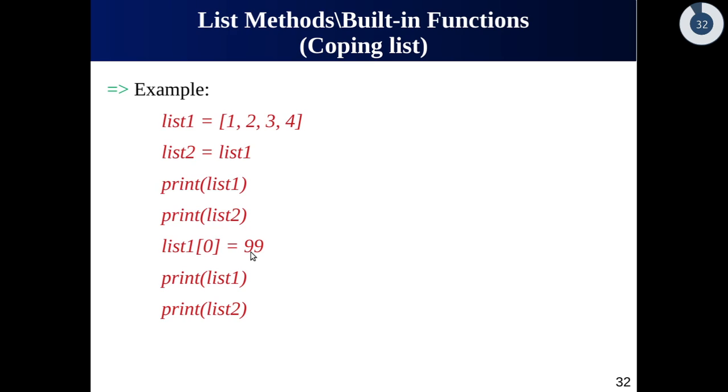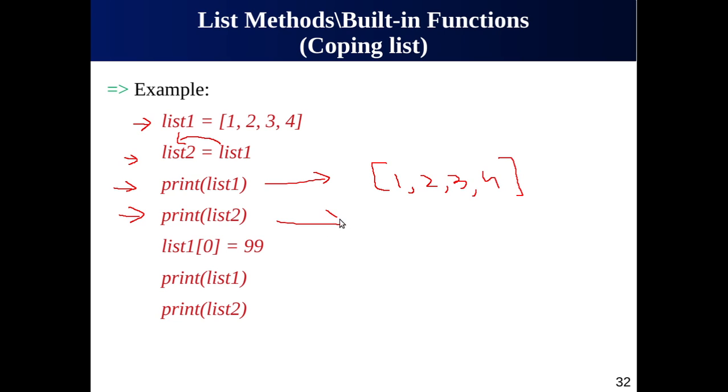To have a closer look at the copying operation, let us see this example. List1 has 4 elements. Here we assign the elements to list2, another variable. If you execute these 2 lines, what will happen? Actually, this will display the list 1, 2, 3 and 4, and it will also display the same items, 1, 2, 3 and 4.